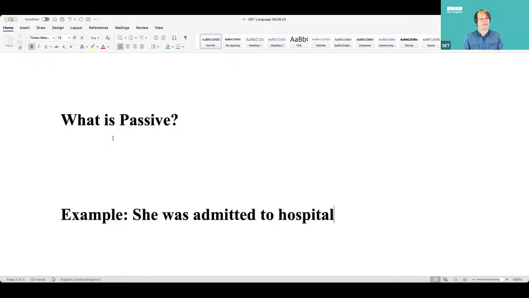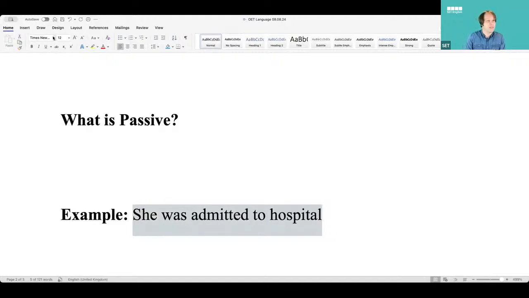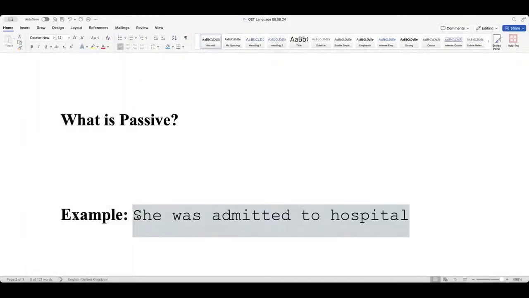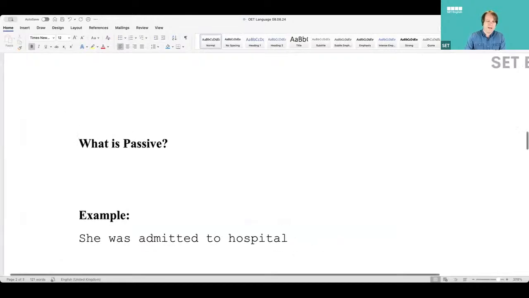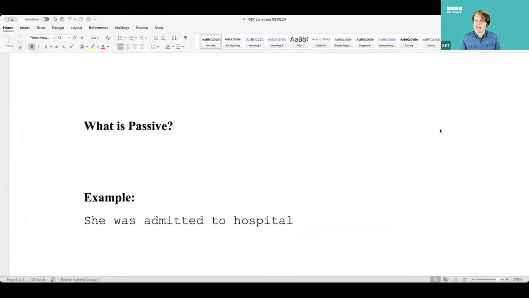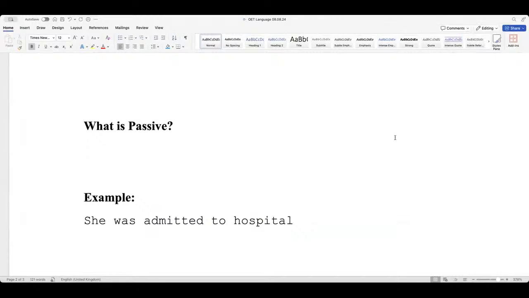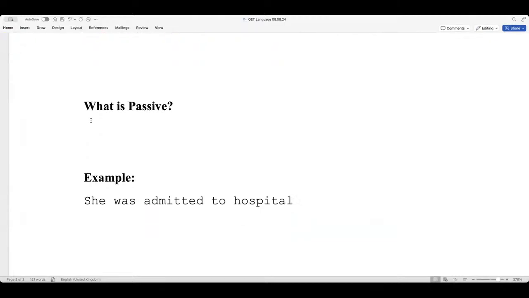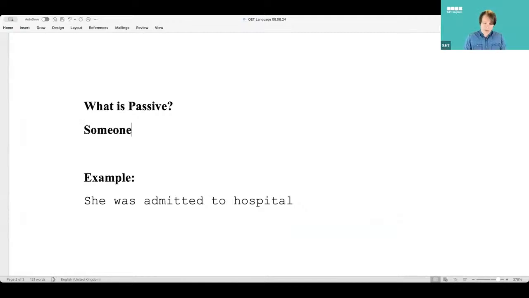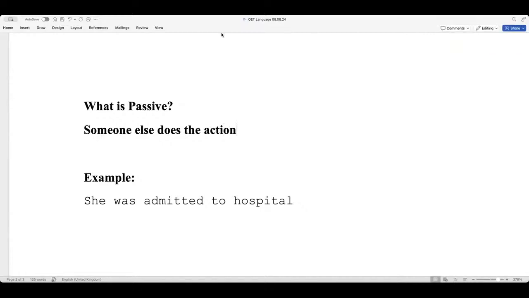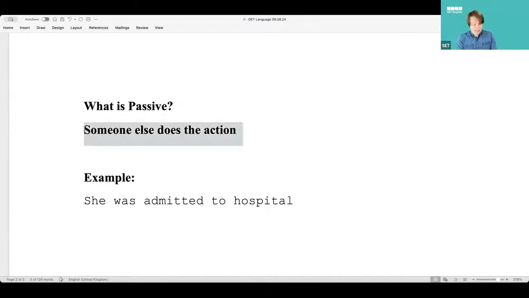Is this passive, guys? Is she right here? Is this passive? Yes. It is passive. Okay. So Ada, what is passive? Passive states some actions which are done by something or someone else except the subject. Okay, so someone else does the action. Yes. I like this. This is a good point. Someone else does the action.